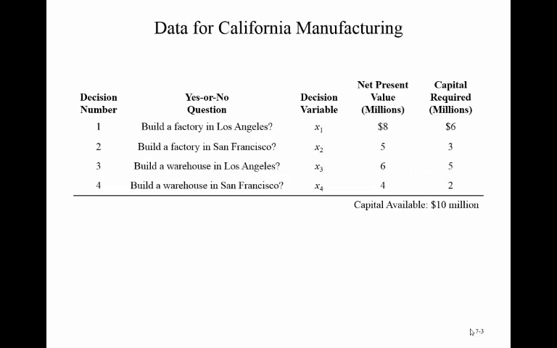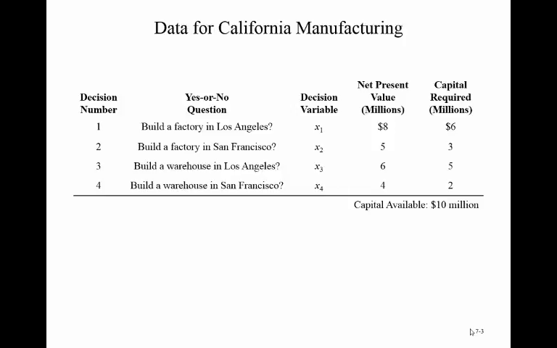And so basically what we're going to do is attach a binary variable to each of these decisions. In other words, yes or no, should we build a factory in Los Angeles? Yes or no, should we build a factory in San Francisco? Yes or no, should we build a warehouse in LA? And yes or no, should we build a warehouse in San Francisco? And so this problem has 4 0-or-1 variables.